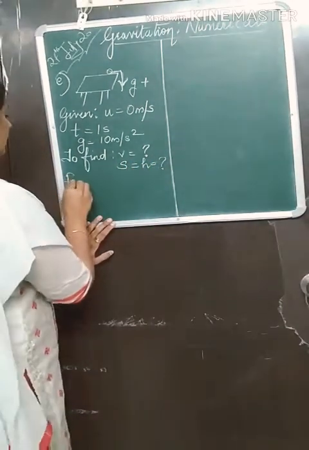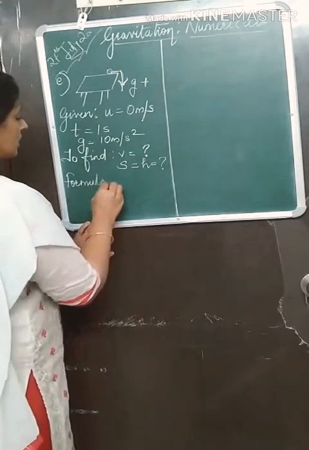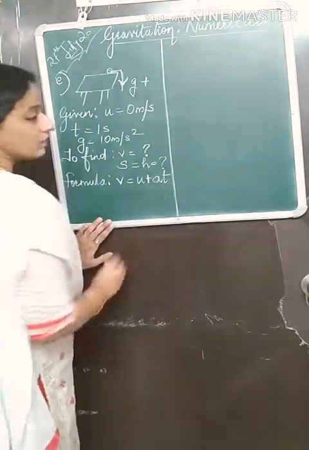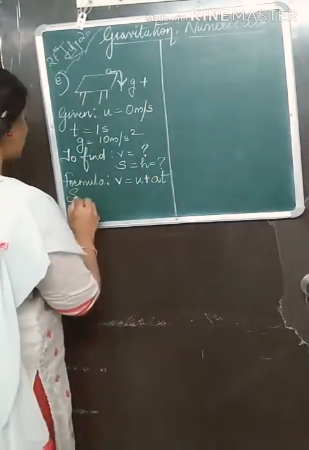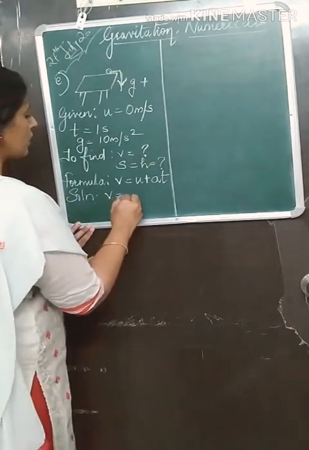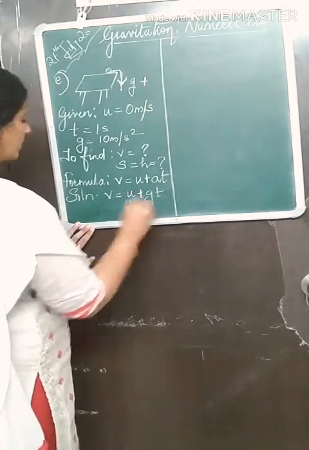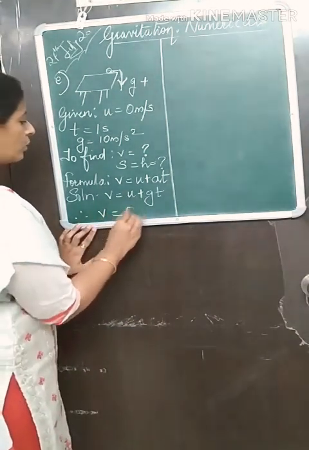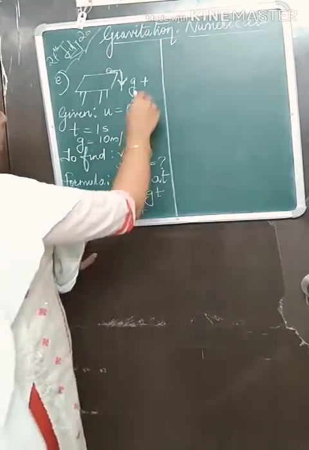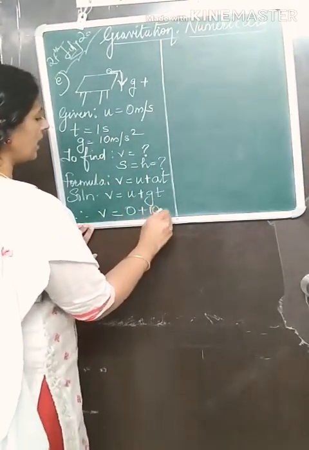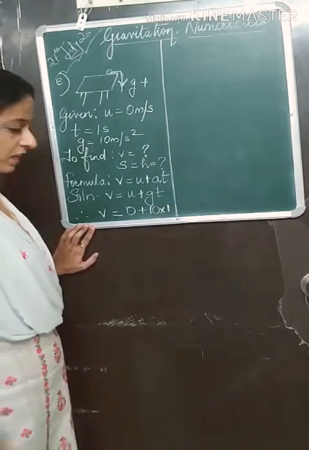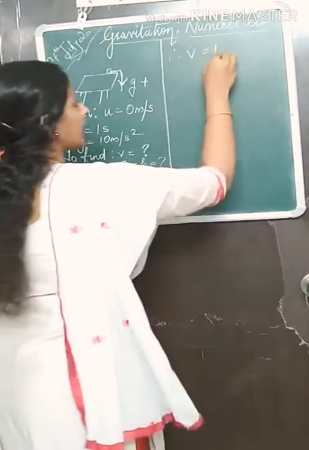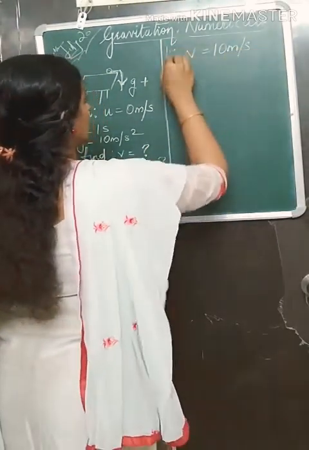Write down the formula. The formula that we are going to use is v is equal to u plus at. a will become g. Solution: v is equal to u plus gt. Substitute the values one by one. v we don't know. v is equal to u is 0 plus g was positive and 10 into time taken is 1 second. So we got, therefore v, final velocity, is equal to 10 meter per second.